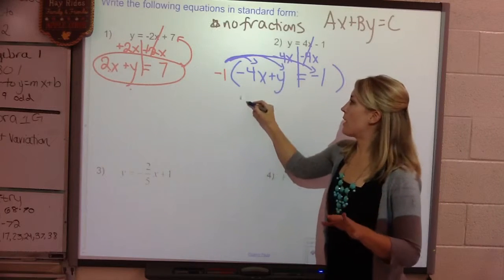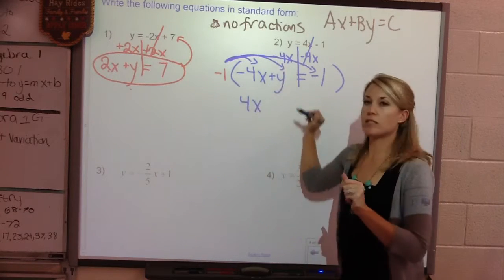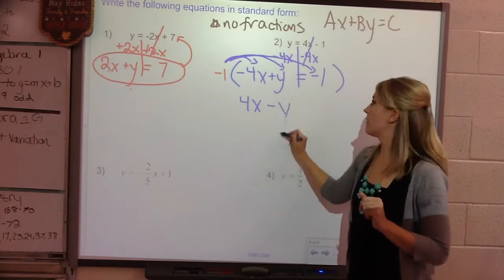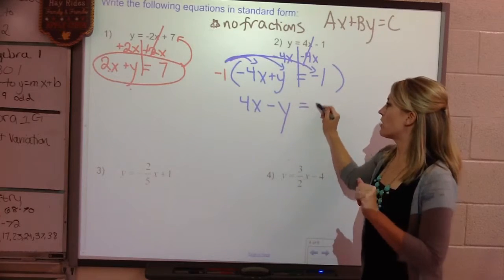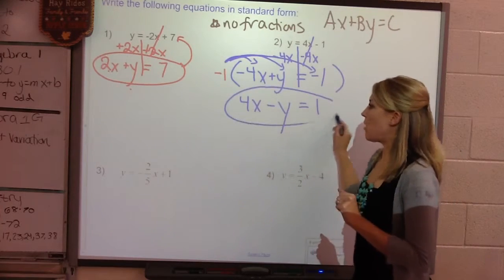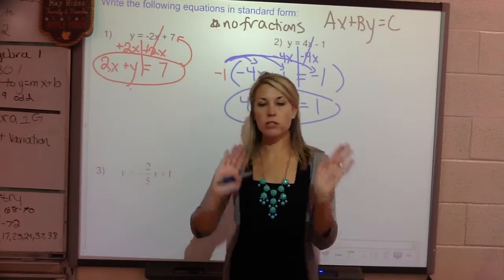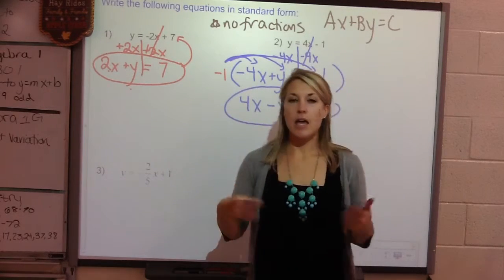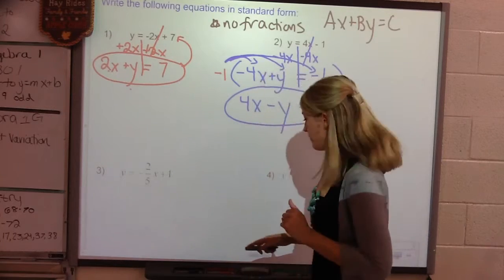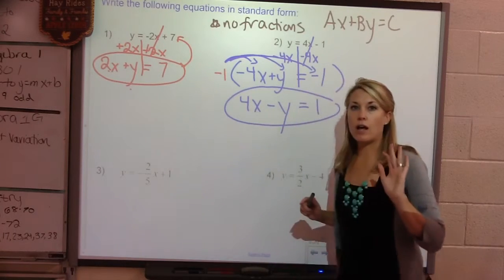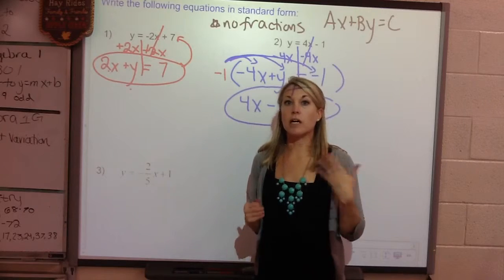And this becomes a positive 4x. Negative 1 times y is negative y. Negative 1 times negative 1 is positive 1. So now I have converted into perfect standard form where I have no fractions. My x and y are on the same side. And my a term is positive. These two add a little bit of difficulty because they have fractions.